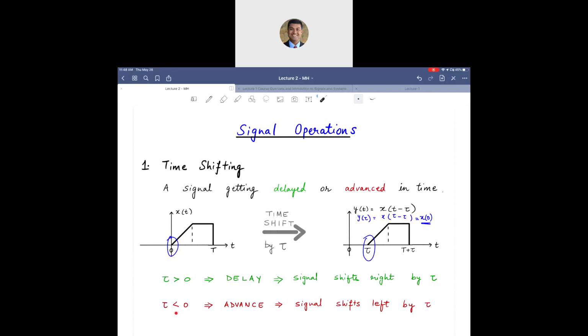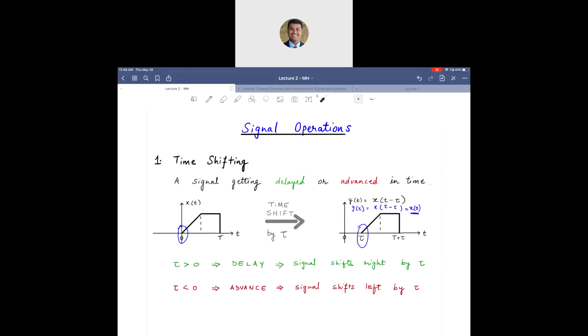When tau is less than 0, that means that the signal is being advanced. So whatever happens at 0 will now happen at a time before 0, -1, -2, and so on. That will be indicated still as x of t minus tau. However, in this case, tau will be negative. So that means you get something like t plus 4 and so on, t plus 1 and so on. In that case, the signal is actually shifting to the left by tau.